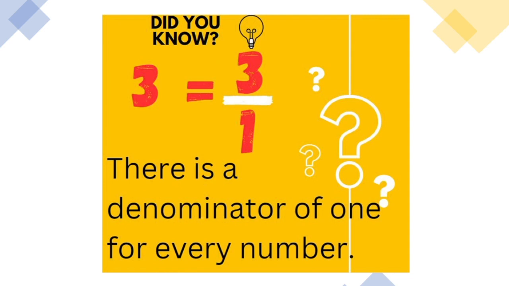Okay, there is a denominator of 1 for every number. So if you have just a 5, it means it's actually 5 over 1, but we are not showing it because it just doesn't change its value. So if you need it sometimes while multiplying or adding fractions, then you use it. So 5 just becomes 5 out of 1.